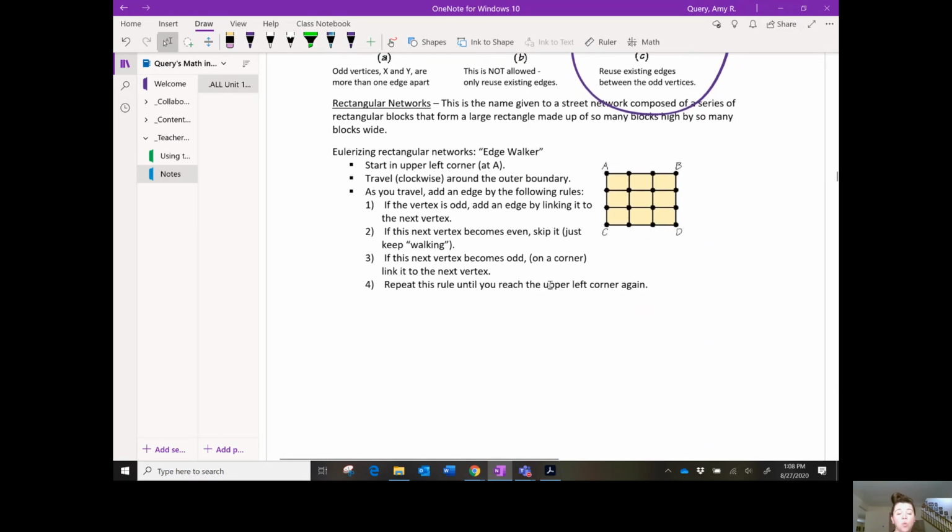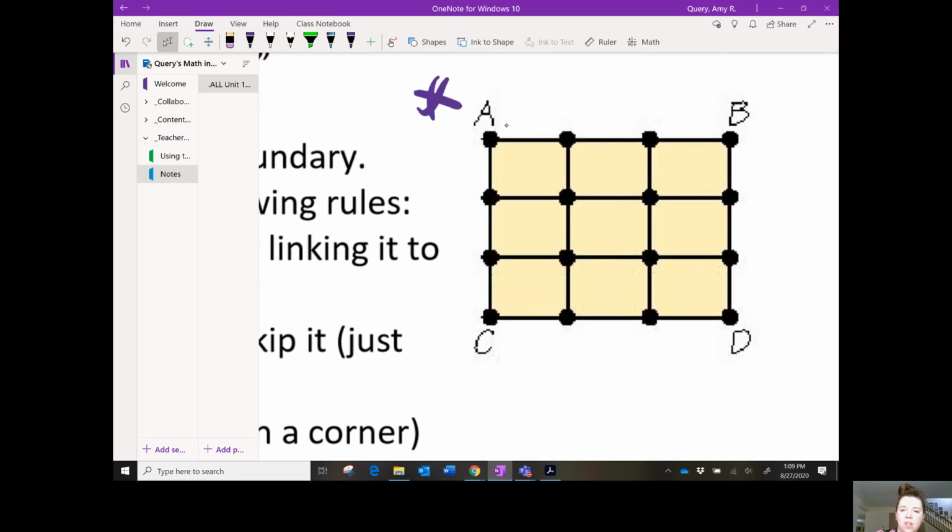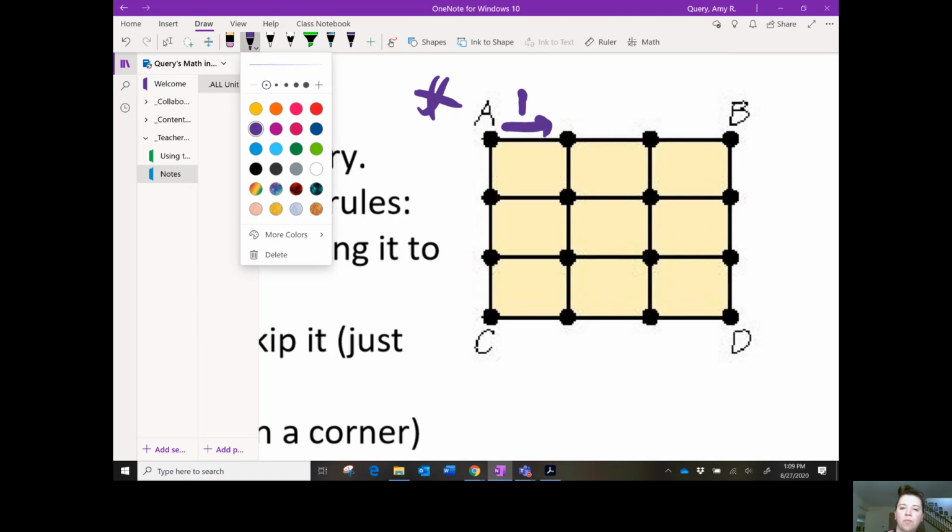If you have a rectangular network, which often happens with a city block or a few city blocks, you want to do what's called edge walking. What that means is, let's follow the directions here. You start in the upper left-hand corner, so you would start right here, and you're going to go around the edge. But if you get to an odd edge, then you're going to fix it right away. So I would start here, and I'd call that 1.